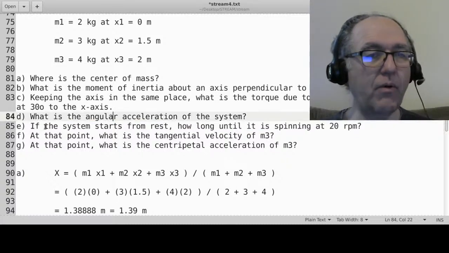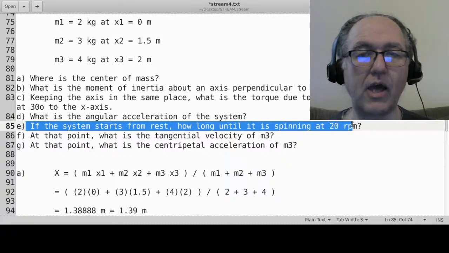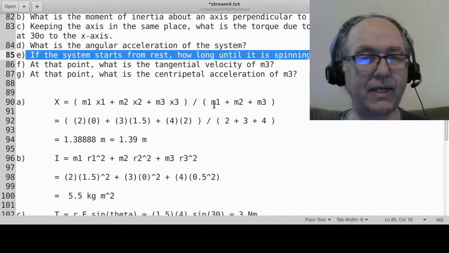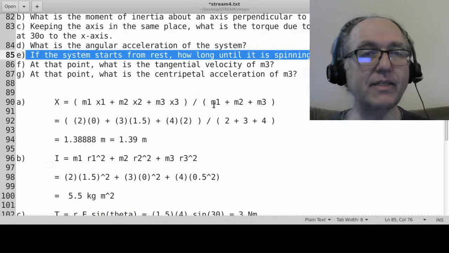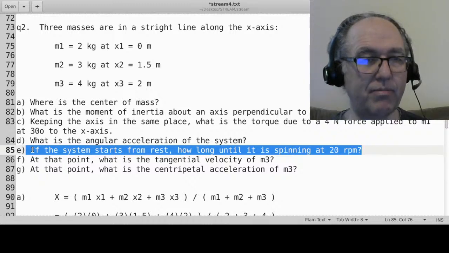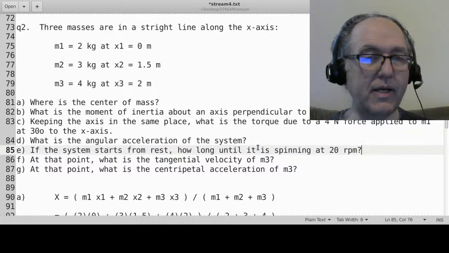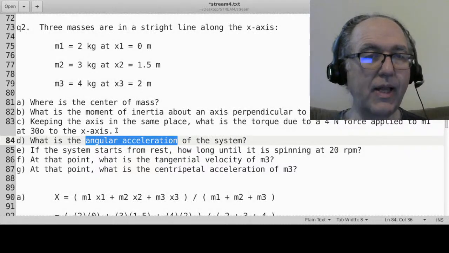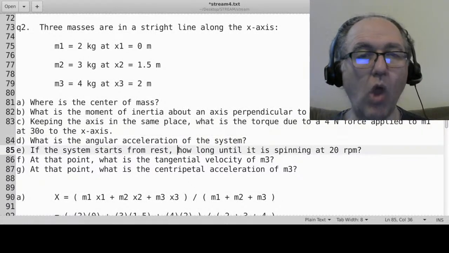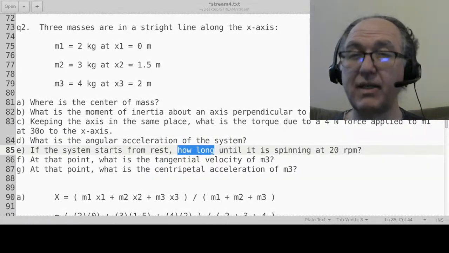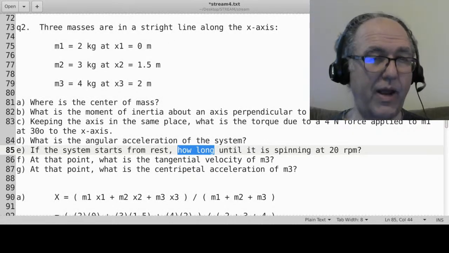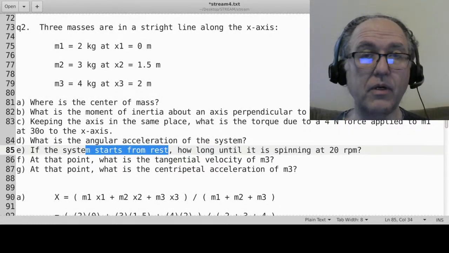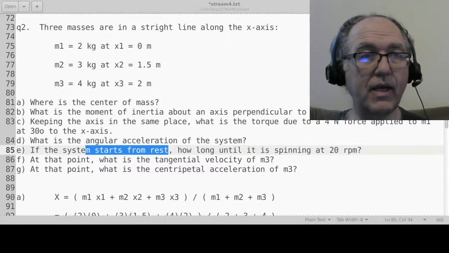Okay. So now if the system starts from rest, how long until it's spinning at 20 RPM? So this is a rotational kinematic problem, because we have the angular acceleration, so we have alpha. That's one of the things we know. And I'm asking for how long, I'm asking for time, t. It starts at rest, which means that its initial angular velocity is 0. That's what starts at rest means.